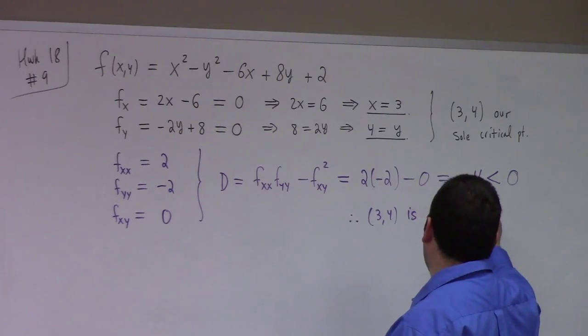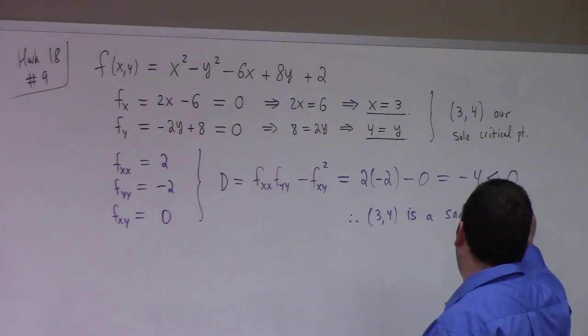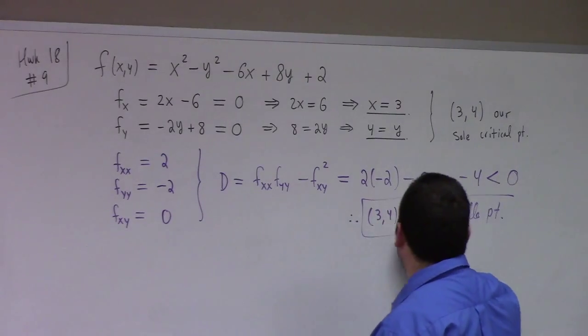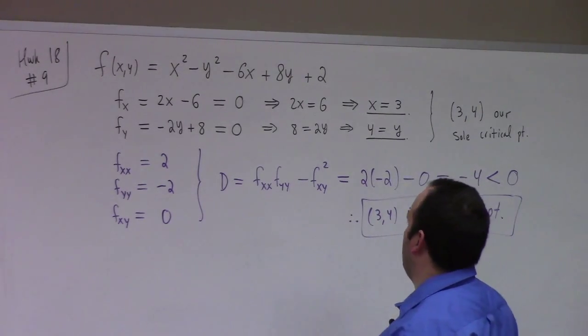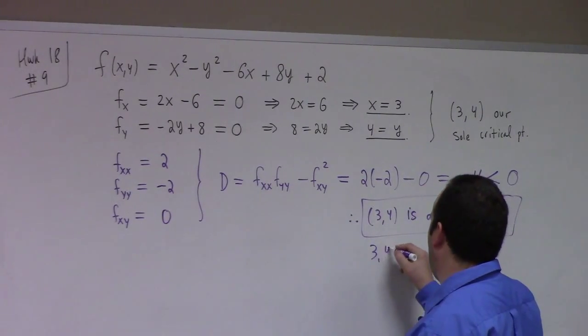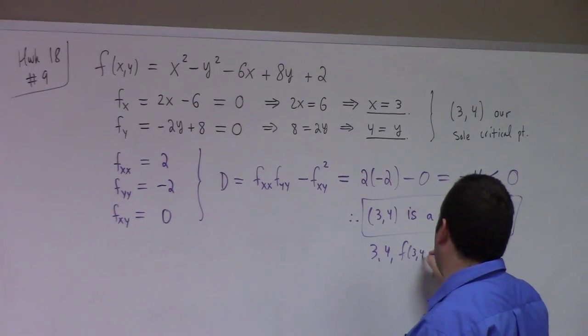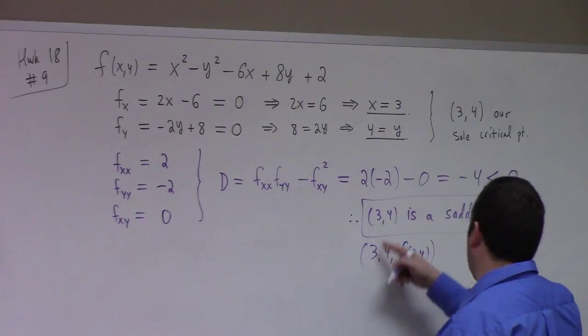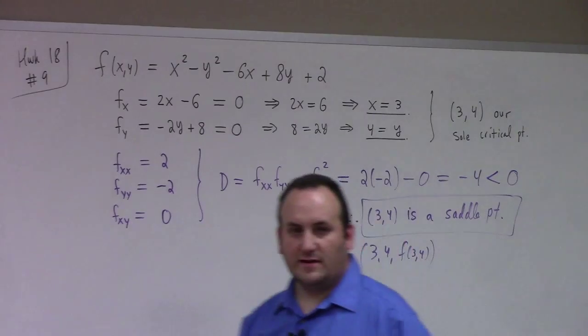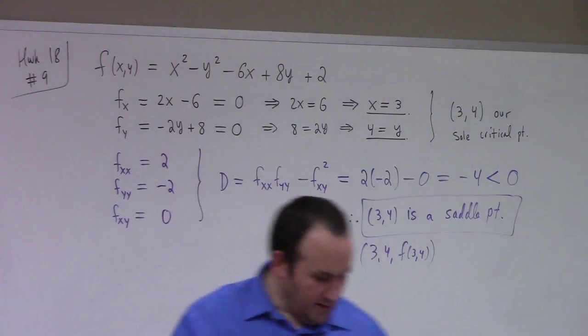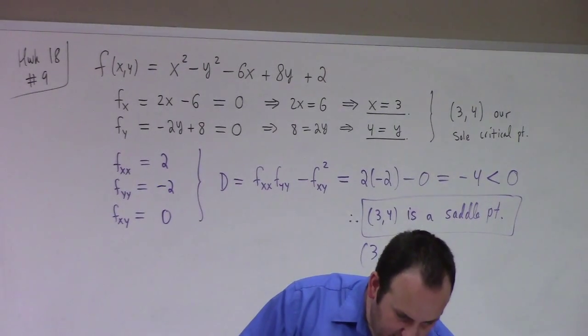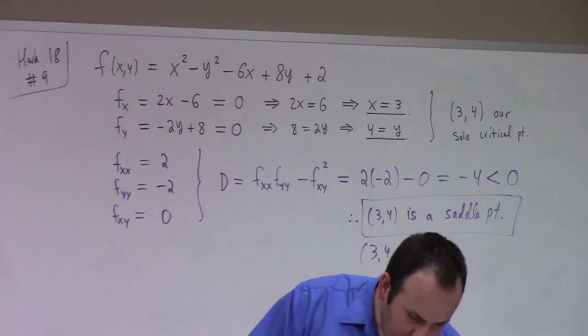a saddle point. And of course, there's some abusive language here. Technically I should say f of (3, 4) is the saddle point, but I allow us this abusive language to not talk about the z component if you want to.